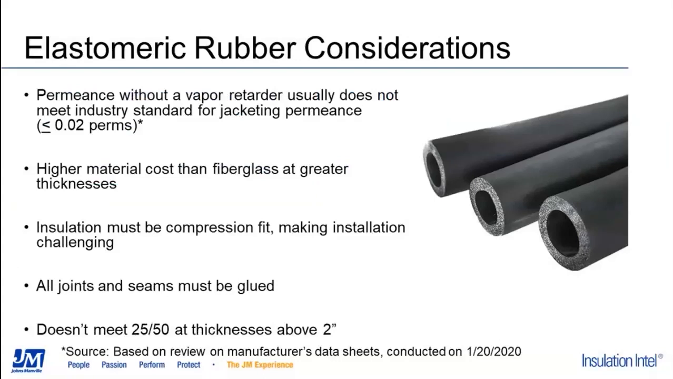The material cost of elastomeric rubber tends to be relatively higher than fiberglass. This is especially true for sizes with greater thicknesses. Additionally, elastomeric rubber does not meet 25/50 flame smoke rating at thicknesses greater than 2 inches. Remember that elastomeric rubber's K value is higher than polyiso, phenolic foam, and fiberglass, so you're going to need relatively more thickness of this material to achieve the same insulating performance.